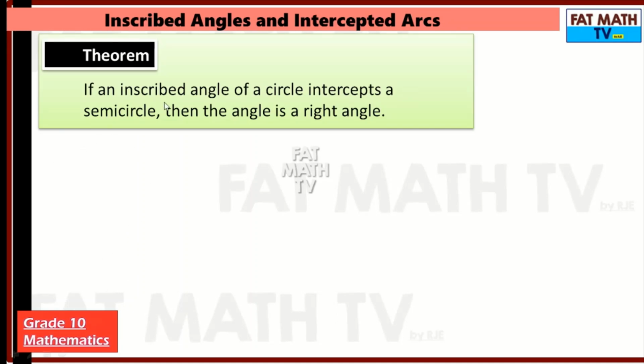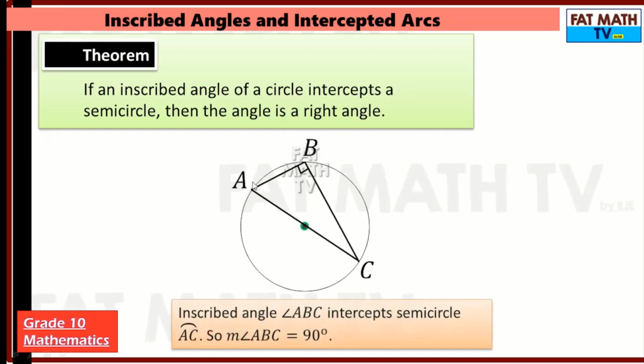Okay, another. If an inscribed angle of a circle intercepts a semicircle, then the angle is a right angle, like this. So if this inscribed angle ABC intercepts semicircle AC here, then this one is a right angle. Of course, a semicircle is 180 degrees, and the inscribed angle is half of that. So half of 180 is 90. That's why it's a right angle.